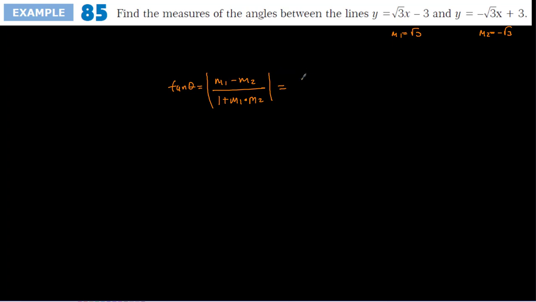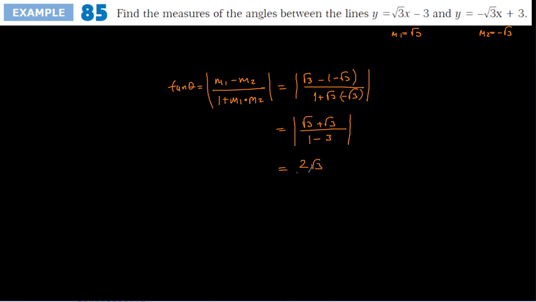Let's replace the values, which is equal to root 3 minus root 3 divided by 1 plus root 3 times minus root 3, and when we close the parentheses, it should be like this. Then root 3 plus root 3, because minus and minus should be plus, divided by 1 minus, because there's minus here, root 3 times root 3, which is 3. Then it's going to be equal to 2 root 3 divided by minus 2.